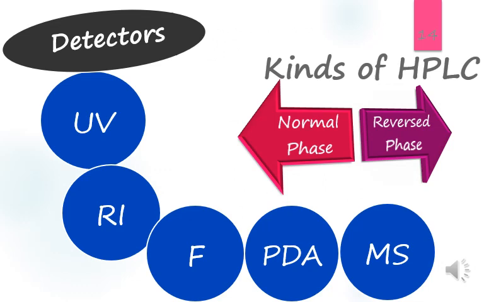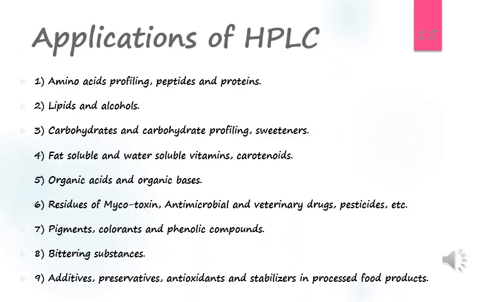There are two kinds of HPLC system: normal phase and reversed phase. There are also some detectors used in HPLC systems, including UV, RI, F, PDA and MS. HPLC has even more applications than GC, which may include profiling of amino acids, peptides and proteins, and also quantification of lipids, alcohols, even carbohydrates in some food compounds, fat soluble and water soluble vitamins, carotenoids, and so on.